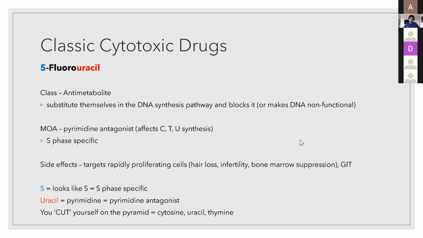Side effects, the same thing. And then tools: 5 kind of looks like an S, so S-phase specific. Uracil reminds us that it's a pyrimidine antagonist. And if you can cut yourself on a pyramid, that reminds us of the bases, CUT.